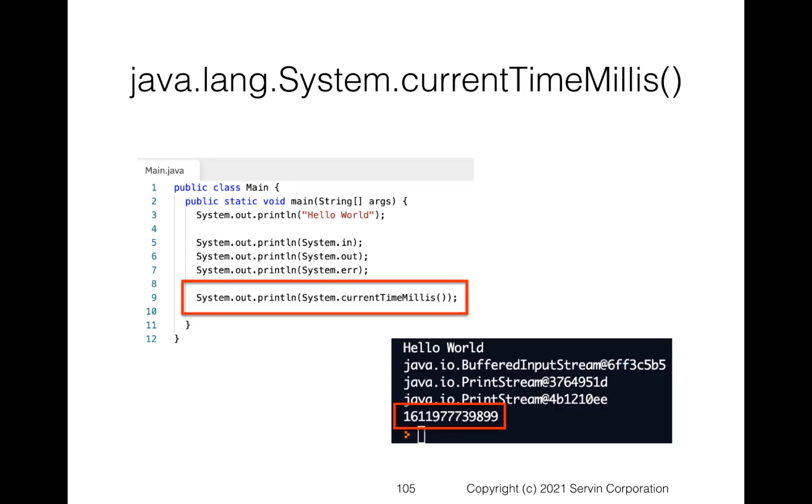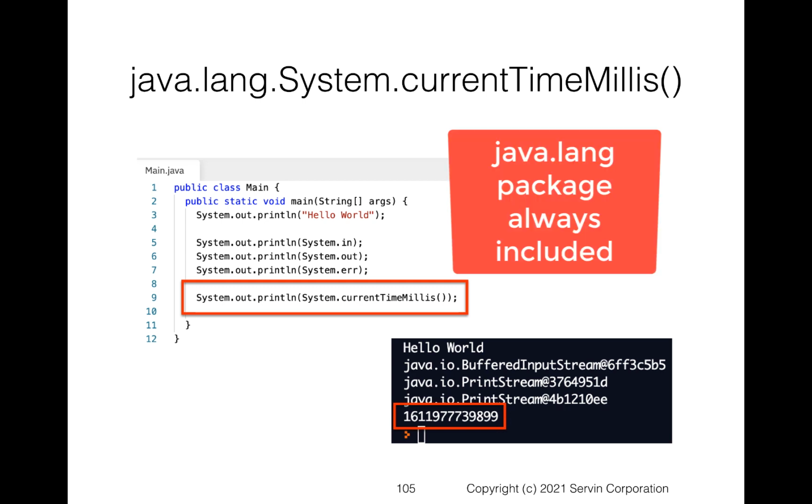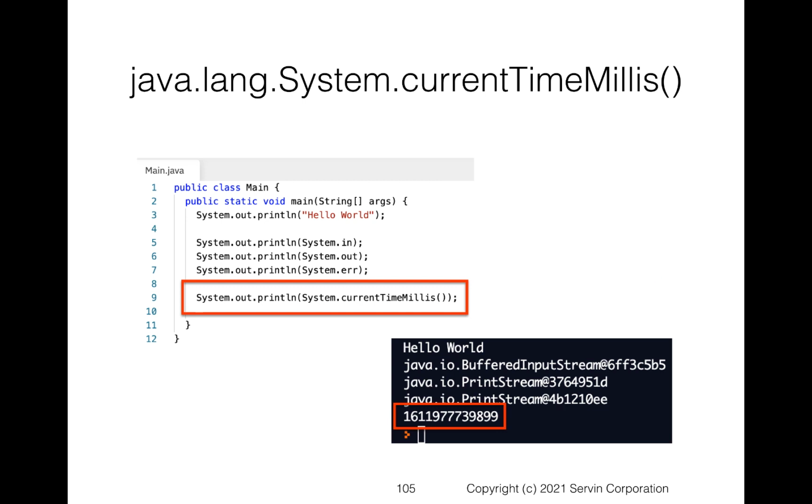Now the reason in our code we didn't have to say java.lang.System in front of System is that by default the Java compiler includes java.lang. So java.lang is included by default, and that's why we can leave it off. Sometimes I will type it anyway, just to be very clear that it's coming from the java.lang package.